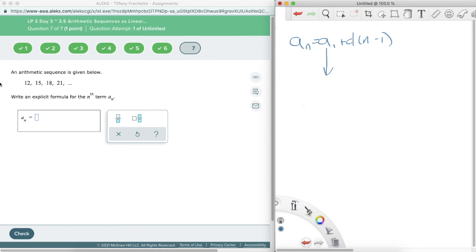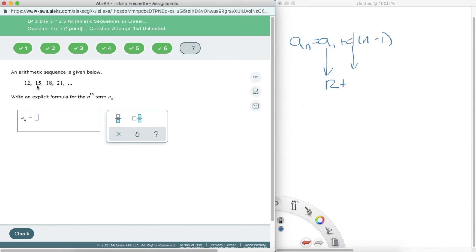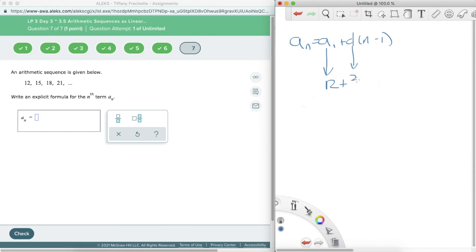Okay, I'm starting at 12. I can see that. That's the very first term here. So I know a1 is 12. Common difference, which is the d, that's what it stands for here, is just what am I changing by? So to go from 12 to 15, I'm increasing by 3. 15 to 18, I'm increasing by 3 again. 18 to 21, I'm increasing by 3 again. So there's my common difference.